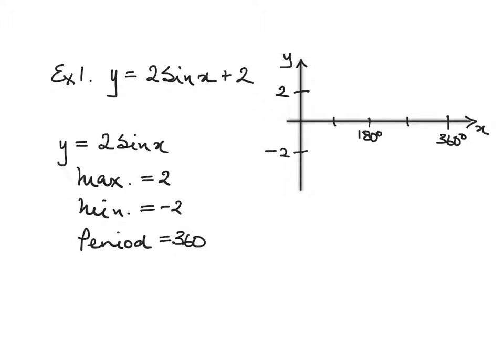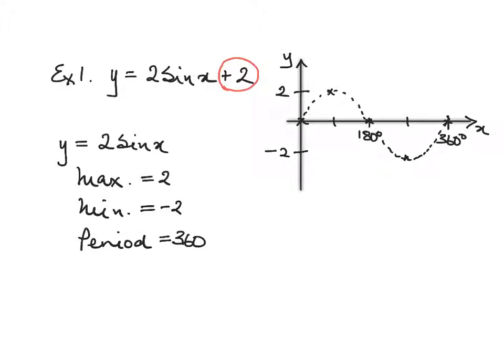So sine starts at this point here, moves up to its maximum, back down to 0, down to its minimum, back to 360. I'm just going to put this in as a dotted line because this is not the graph that I want to draw. Now, this 2 here plus 2 means that the whole graph moves up 2 spaces, which is to say each of the crosses moves up 2.